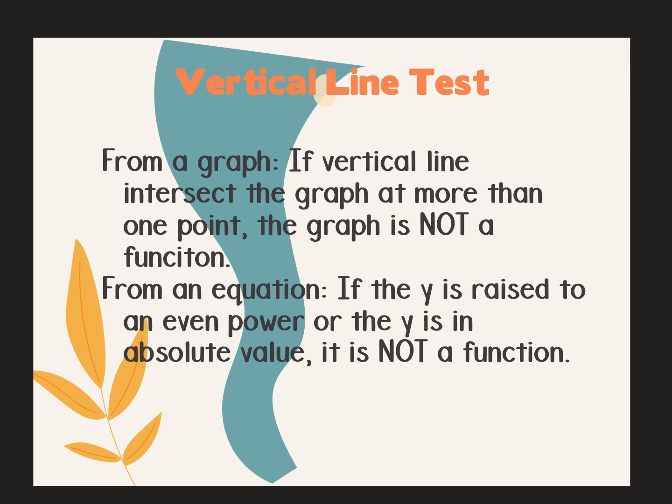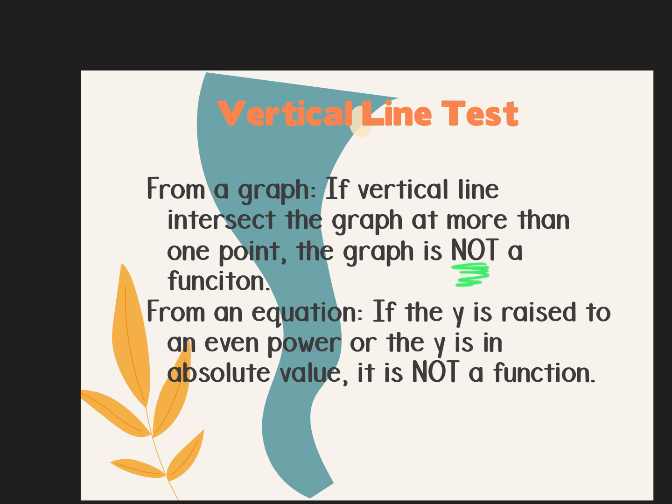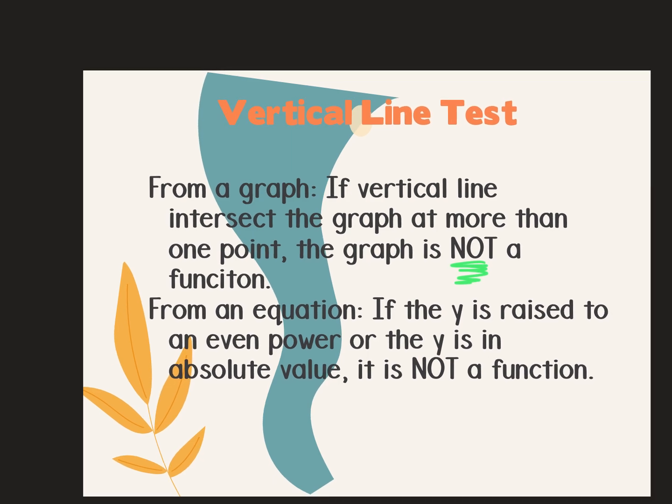From a graph, if a vertical line intercepts the graph at more than one point, the graph is not a function. Does anybody remember the vertical line test? All right, let me just show you what that means. I'll draw 2 quick little graphs. So say I have this graph.